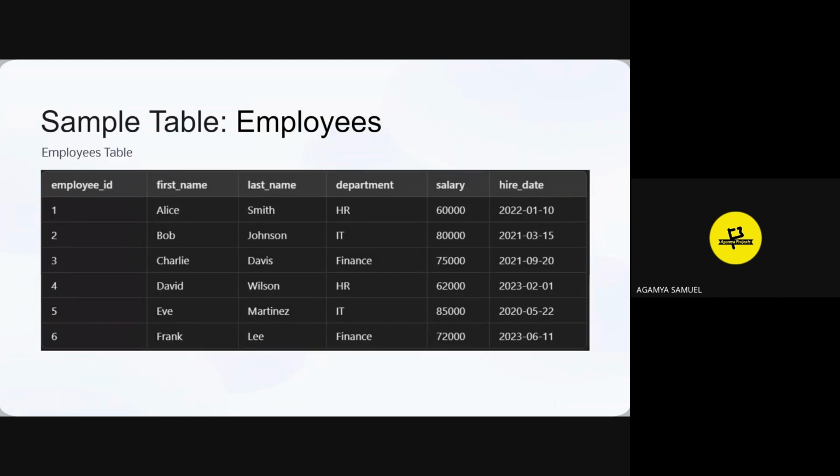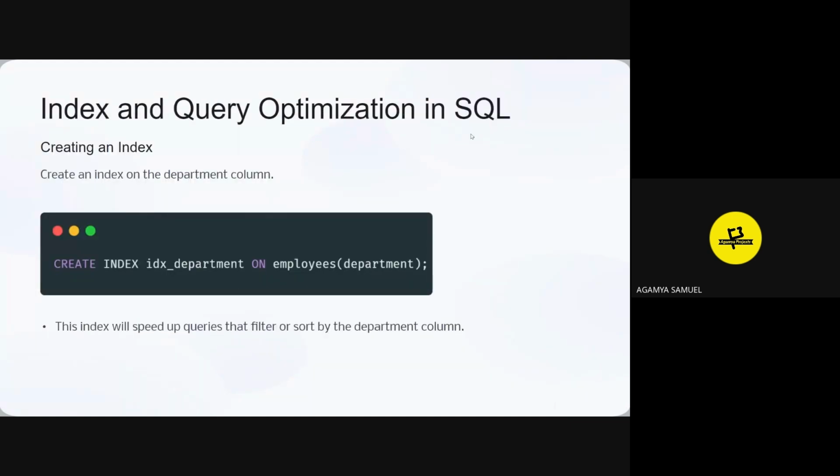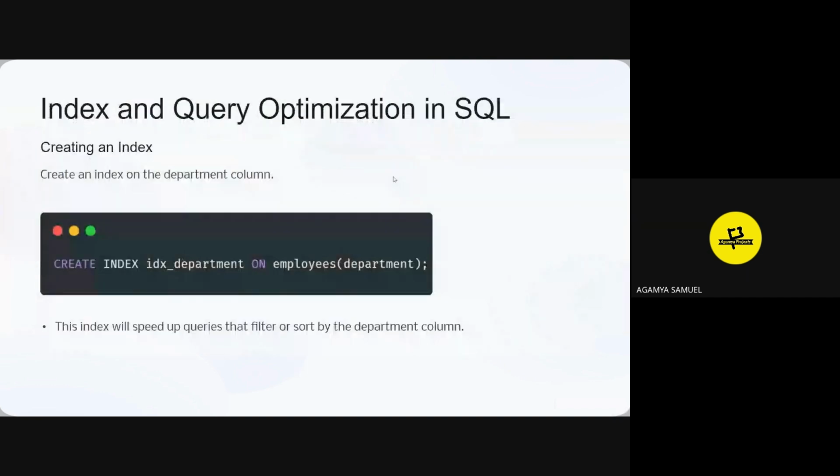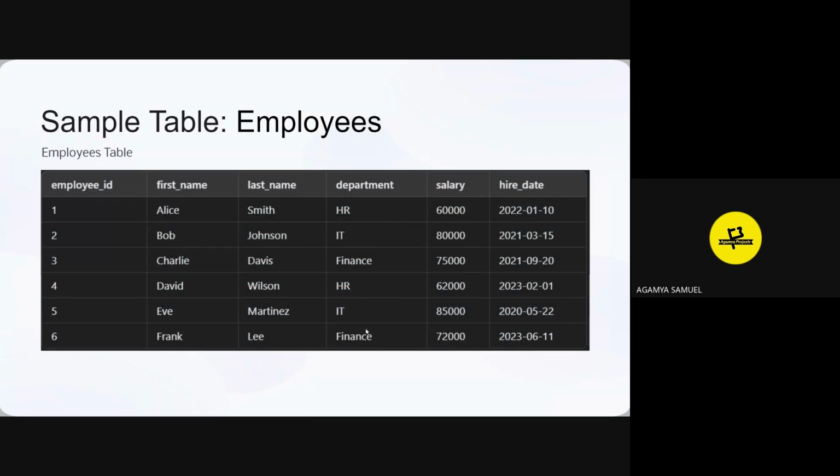This is the sample table which we'll be using, the employees table. And this is how we create an index: CREATE INDEX idx_department ON employees (department). Here we are giving a name to the index, idx_department, on the employees table's department column. So we are creating an index on the department column of the employees table. That's how we create the index. Now if you run any queries related to the department column, they will be much faster.